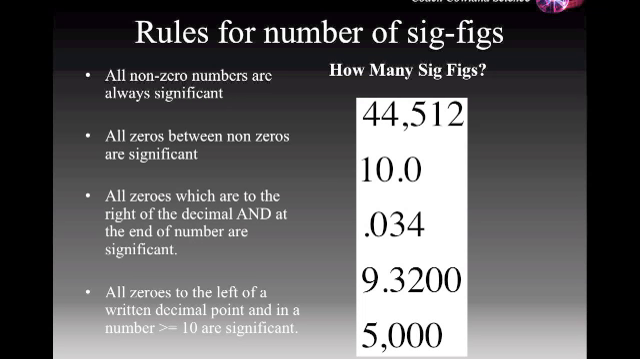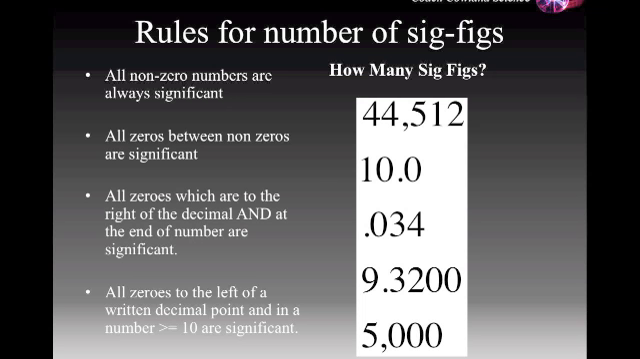So, rules for number of significant figures. Are you listening carefully? These get kind of complex. Any non-zero numbers are always significant. So from 1 to 9, if you see them, you count them as a significant value. All zeros in between the non-zeros are always significant as well. So if there is a non-zero and there's zeros in between it, they count.